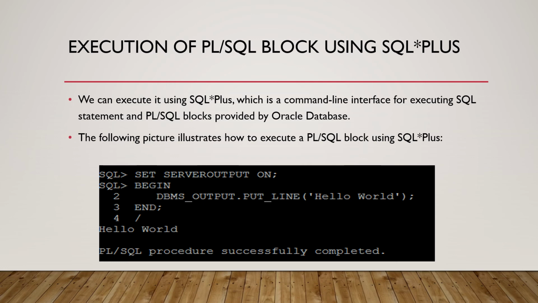After entering your code, we need to enter a forward slash, which is needed in order to instruct SQL*Plus to execute the block. Once you type the forward slash, SQL*Plus will execute the block and display the Hello World message on the screen as shown in the illustration.